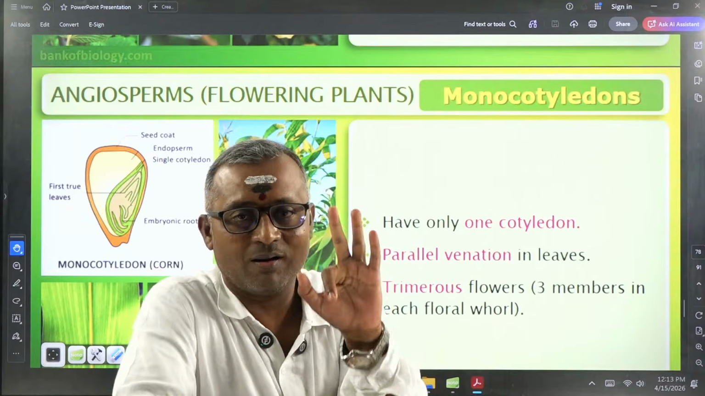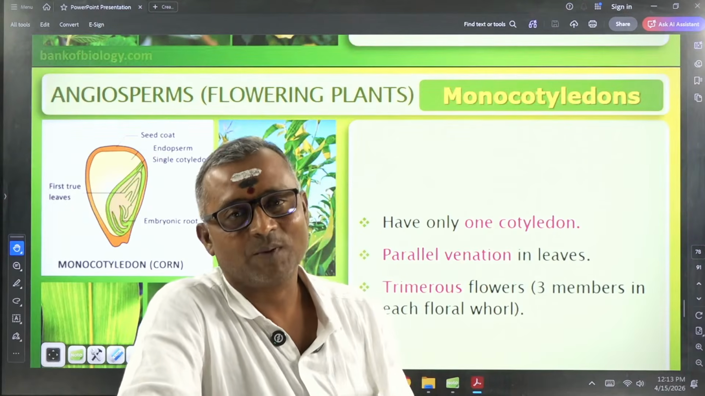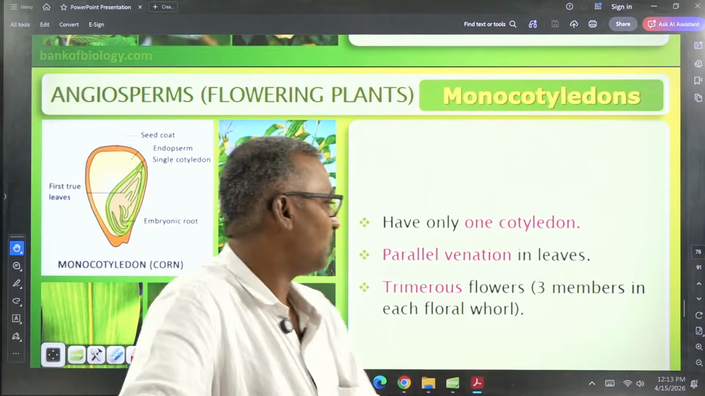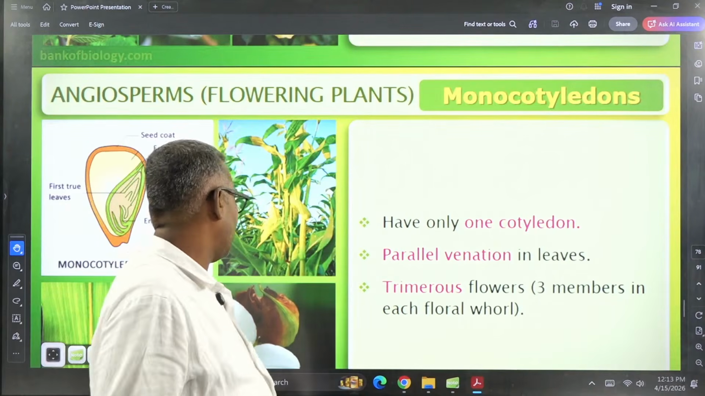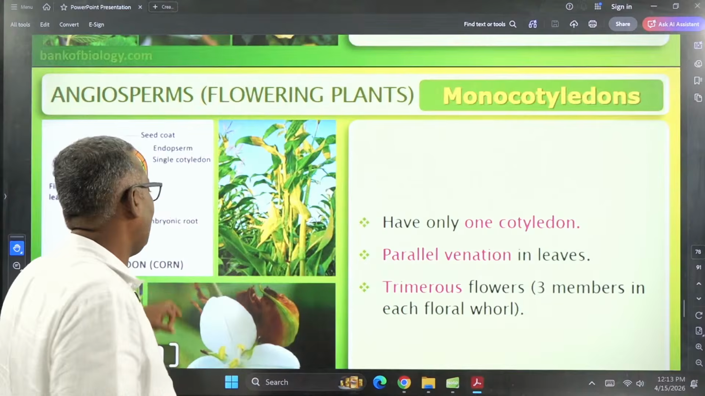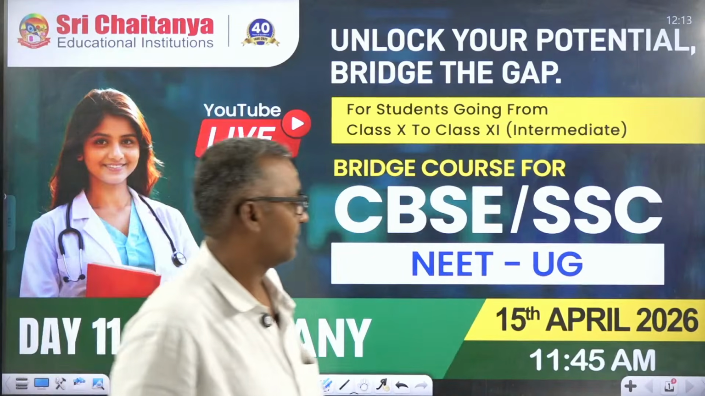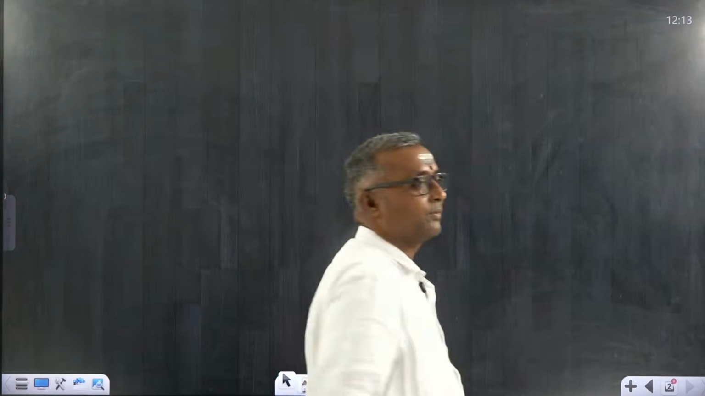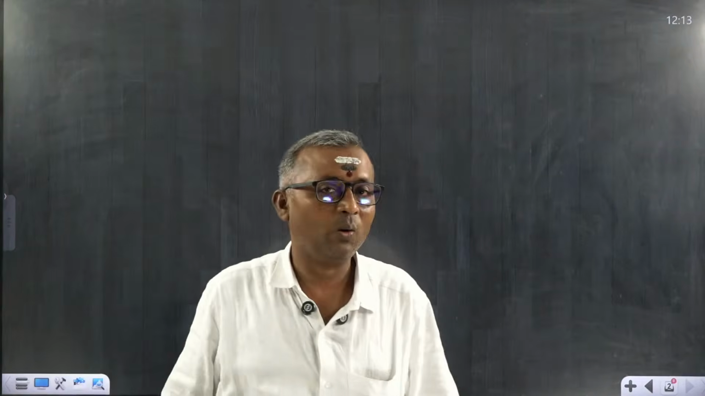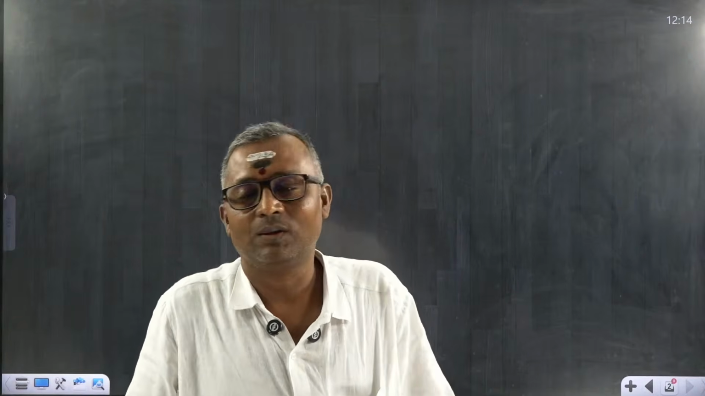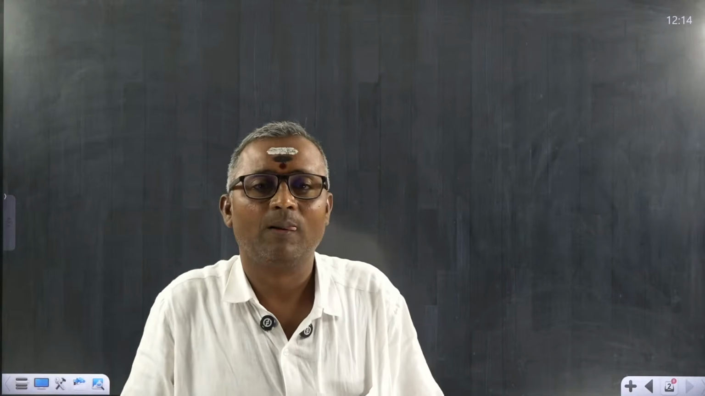So this corn belongs to angiosperms. Hibiscus, as you are saying, is also an angiosperm. I think now you got the clarity about the different plant groups, right? Yes or no? Now let us go into our details once again. So I was discussing sporophyte and gametophyte.